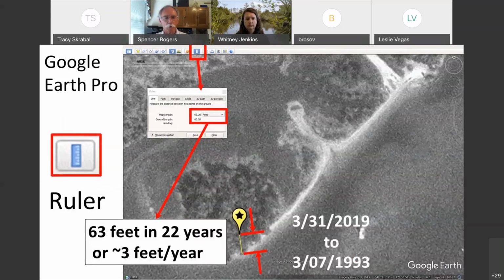So you'll see the 1993, the push pin is still in place. We can look at the distance between the shoreline change over that period of time and use the menu bar up here to click on the ruler, and that will allow us to get a measurement of this distance between the two. So in this case, over the 22-year period, is 63 feet of difference, and that's about 3 feet per year. So this section of Morris Island, where we're going to do our field trip later, has got a healthy erosion rate down on the south end of that area.